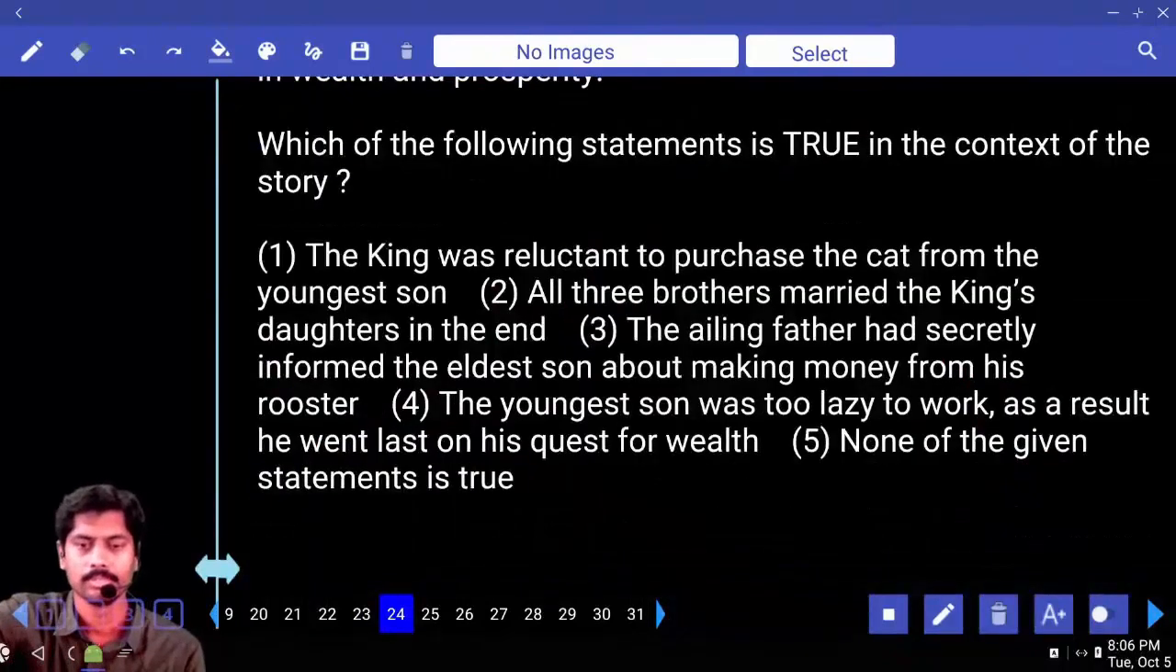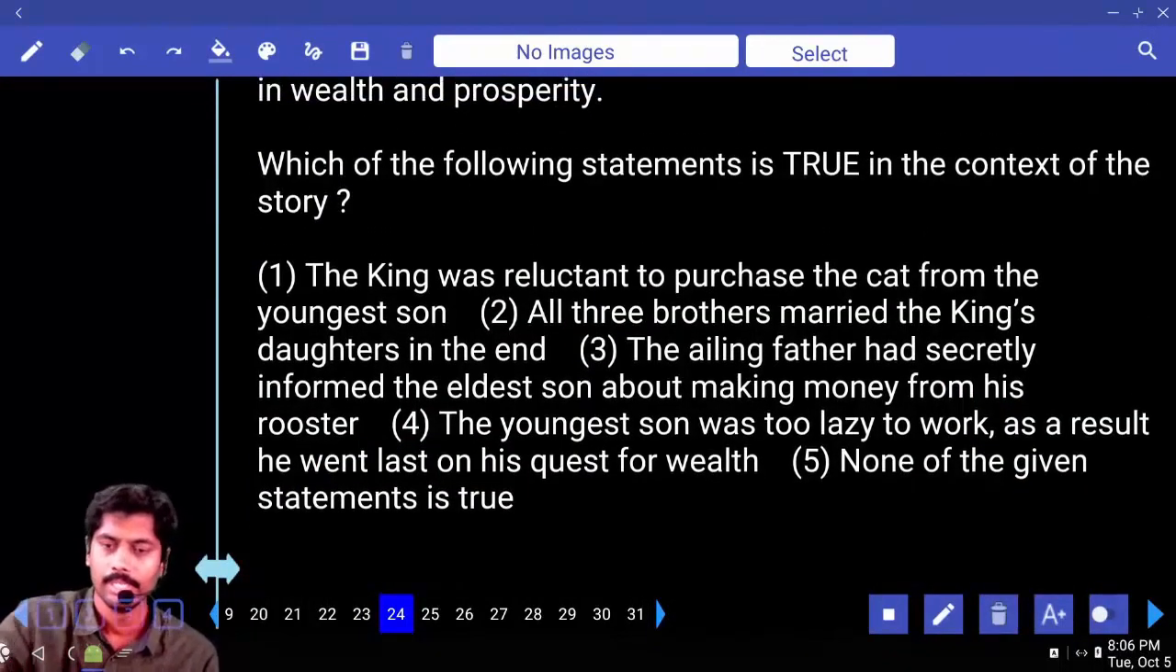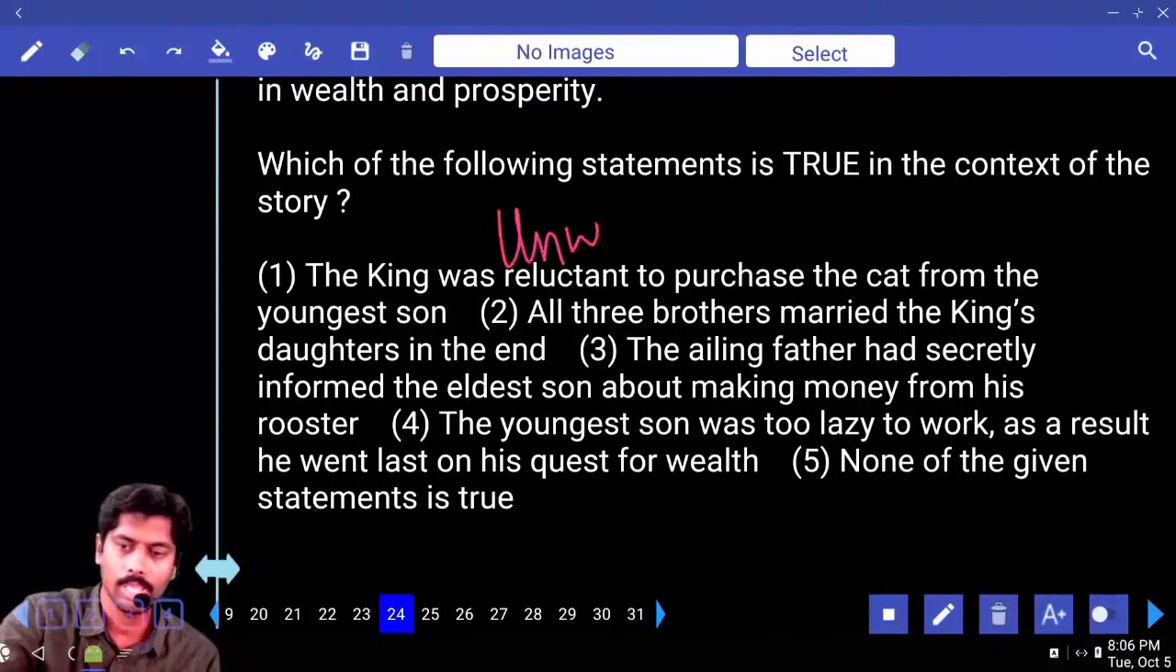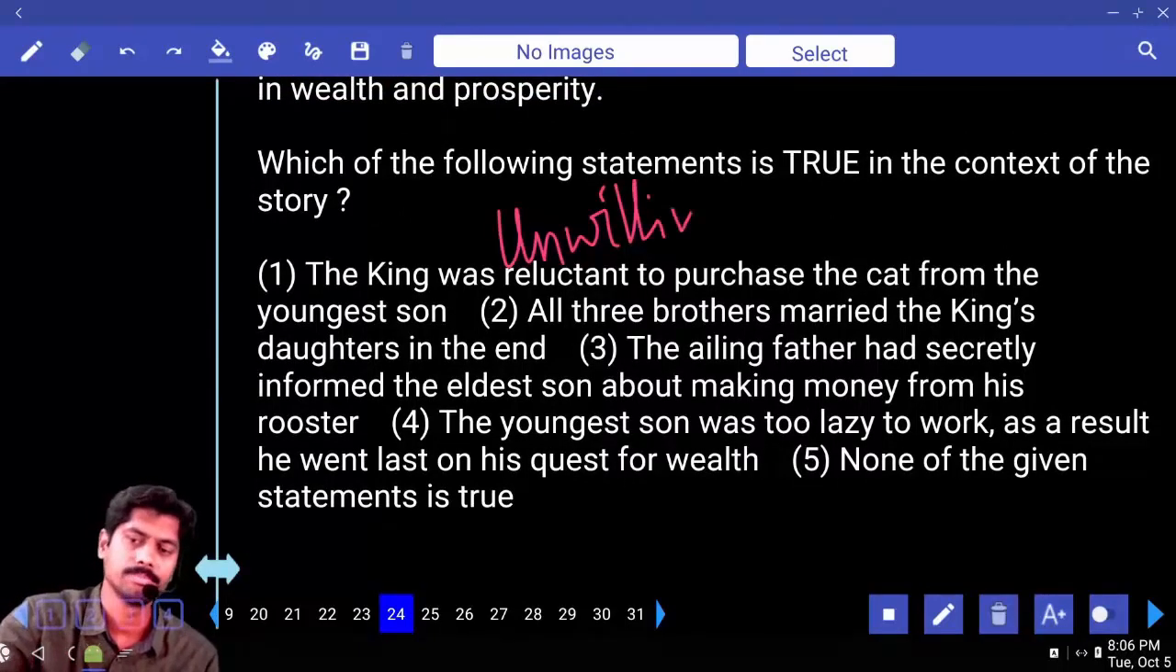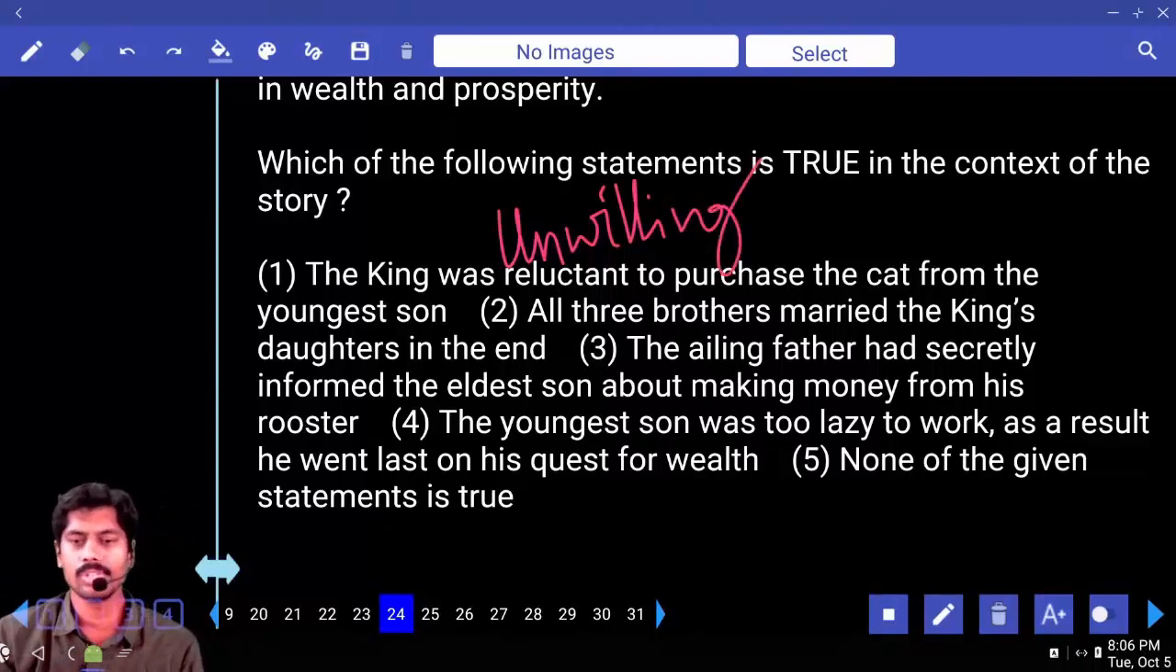True statement. The king was reluctant. What is the meaning of reluctant? Reluctant means unwilling, not interested. The king was reluctant to purchase the cat from the youngest son. The king was not willing to purchase the cat from the youngest son. Was he unwilling? No. All the three brothers married the king's daughters in the end. Marriage he did not mention, daughters never mentioned.